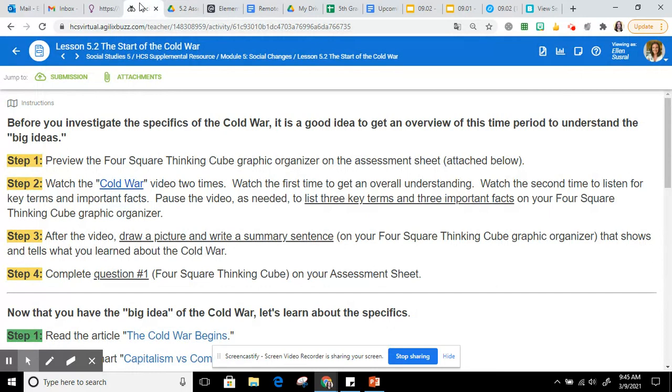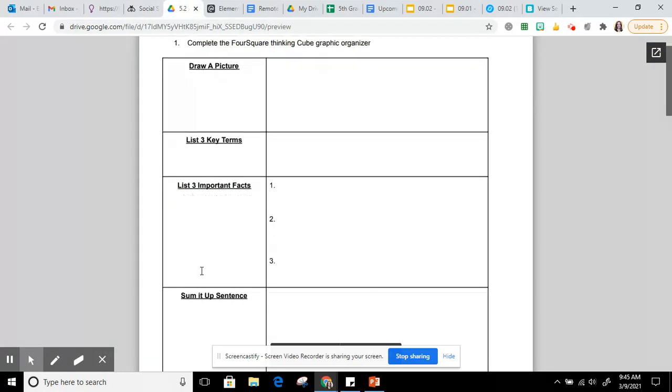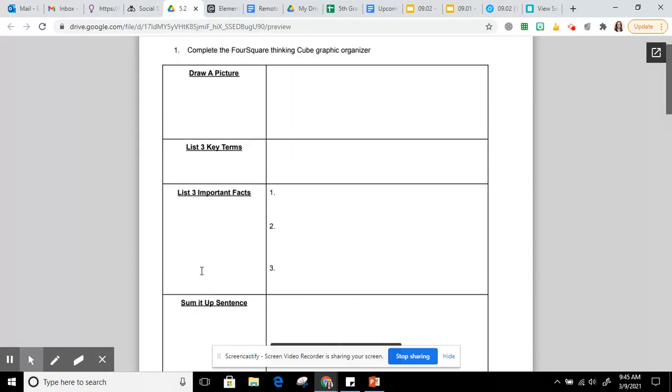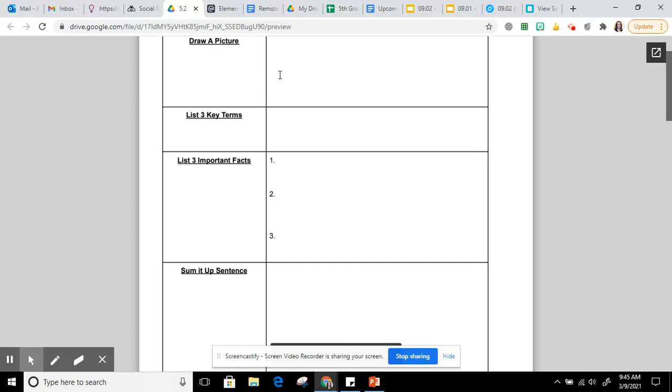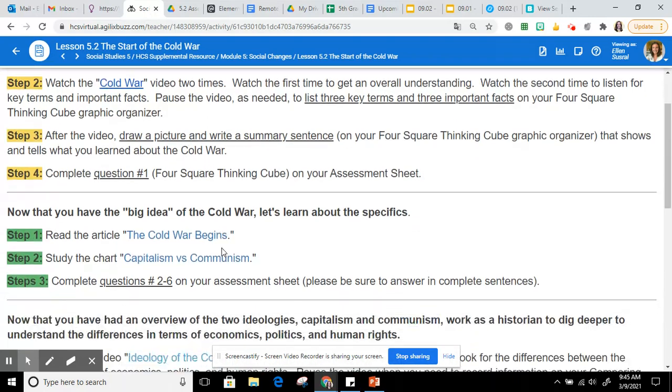After the video, draw a picture and write a summary sentence on your 4-square thinking cube graphic organizer that shows and tells what you learned about the Cold War. And then step 4, you're going to just make sure that you have all parts of question 1 completed on your assessment sheet. And all parts of question 1 are your 4-square thinking cube here. Draw a picture, 3 key terms, 3 important facts, and the sum it up sentence. Okay? All right, so that's your first part.